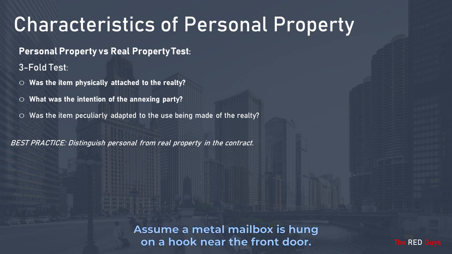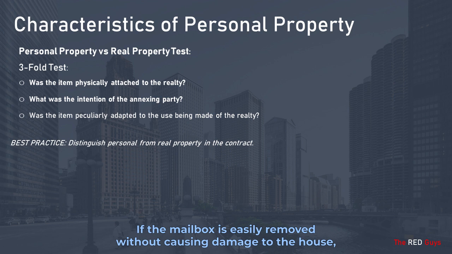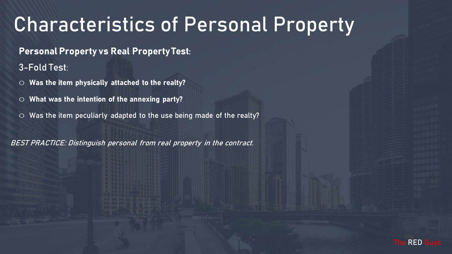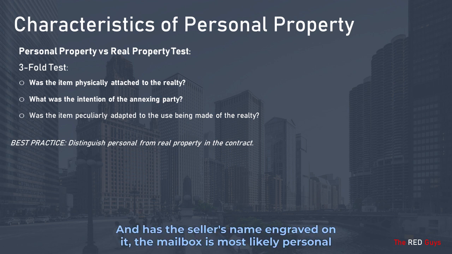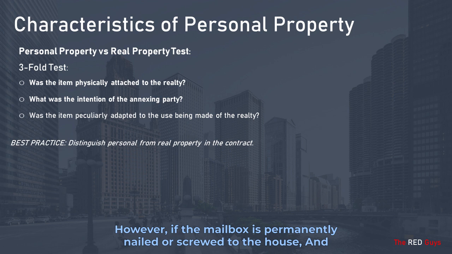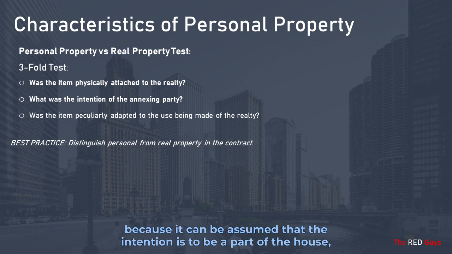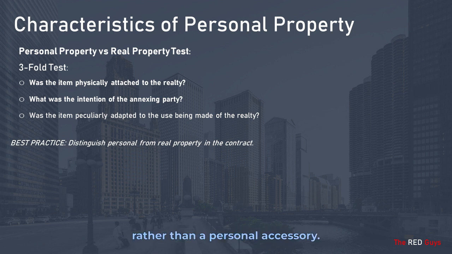Assume a metal mailbox is hung on a hook near the front door. If the mailbox is easily removed without causing damage to the house and has the seller's name engraved on it, the mailbox is most likely personal property due to the personalized intent. However, if the mailbox is permanently nailed or screwed to the house and would leave a hole or other damage if removed, it's most likely a fixture because it can be assumed that the intention is to be a part of the house rather than a personal accessory.